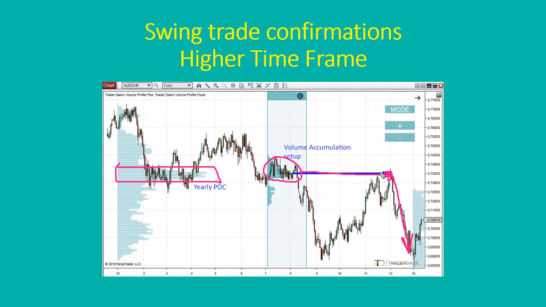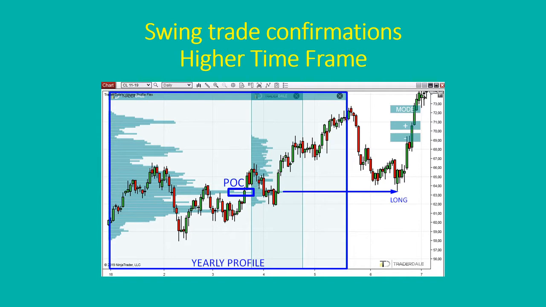With swing trades, I suggest that you use the yearly volume profile, like in here, which will show you the most important zones. Now, you don't really need to trade only from the yearly point of control. You can also watch for other significant volume zones on the yearly profile. So let me show you some more examples of this. Well, in this example, there's also the yearly point of control, but the next one will be different.